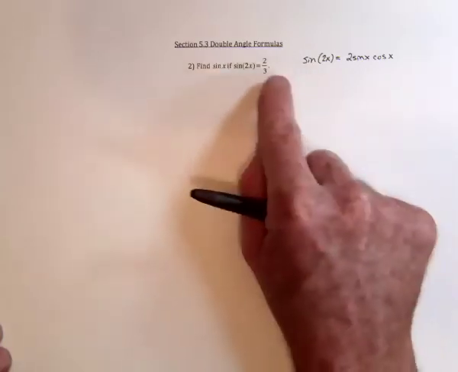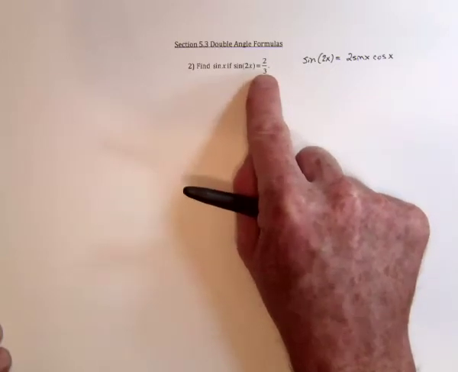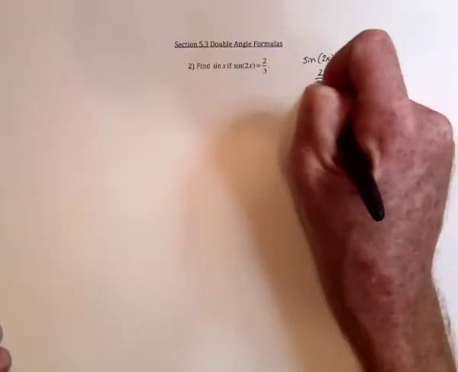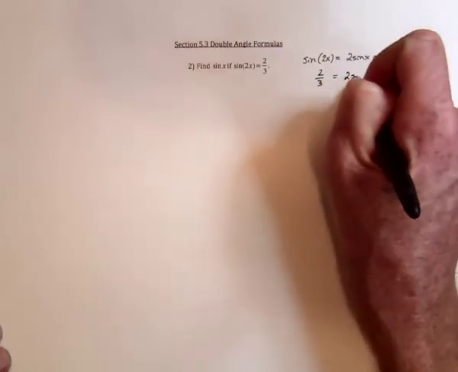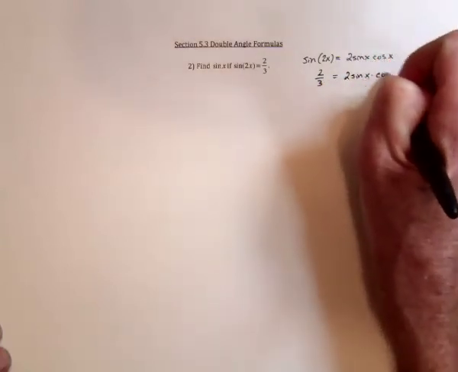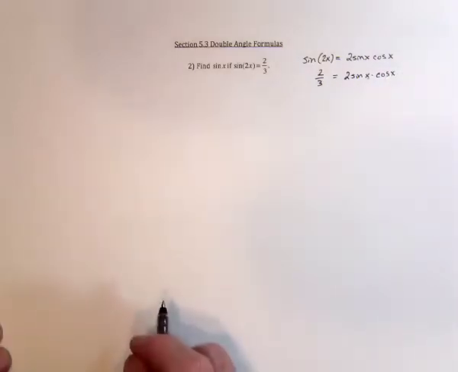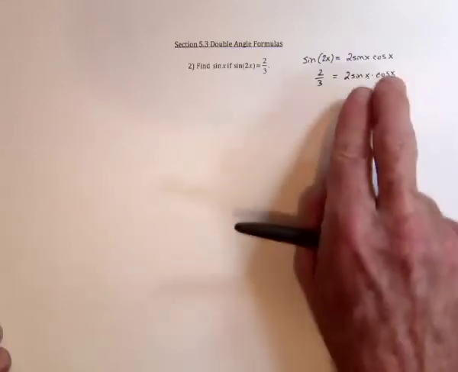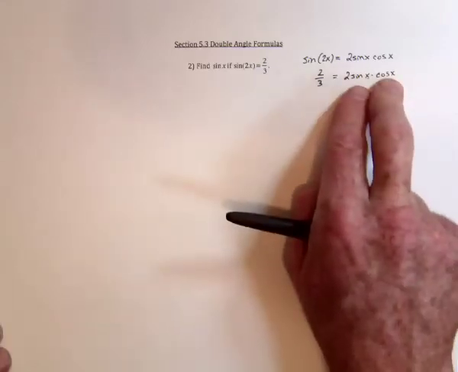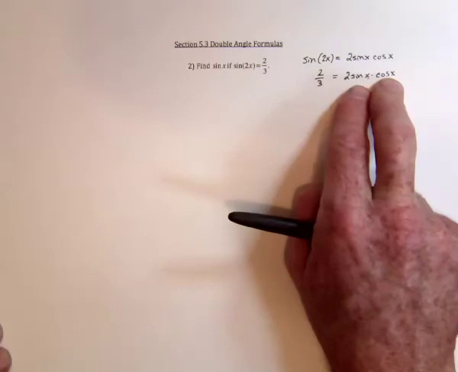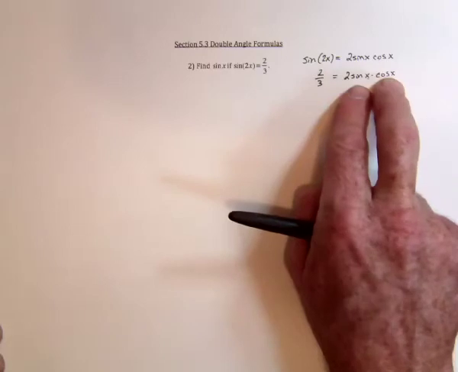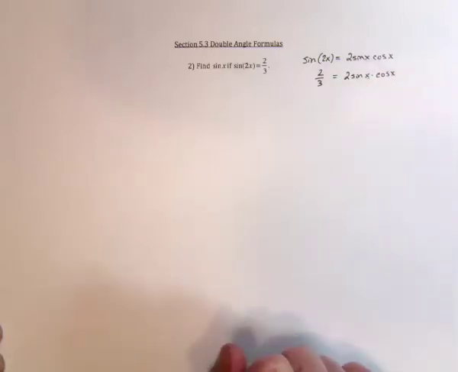But the problem is we've got that sine of 2x equals 2/3, so we would be looking at this: 2/3 equals 2 times sine times cosine. Or you could divide by 2 and have 1/3 equals sine times cosine. But that just says I've got two things, I multiplied them together, and I got 1/3. There's actually an infinite number of ways you can do that, so it doesn't really narrow down what sine or cosine is equal to, only what their product is equal to. So we need to start somewhere else.